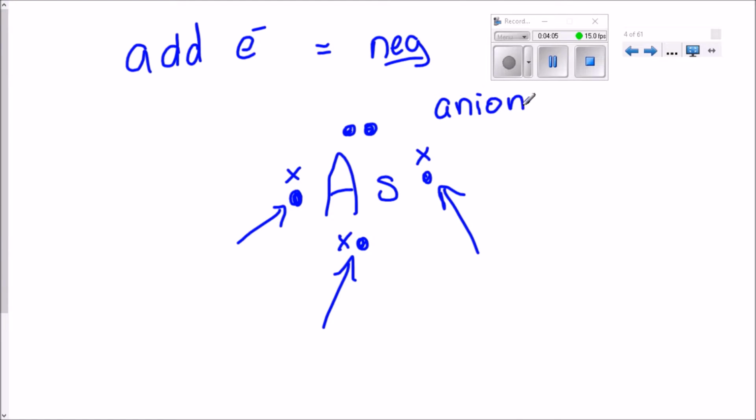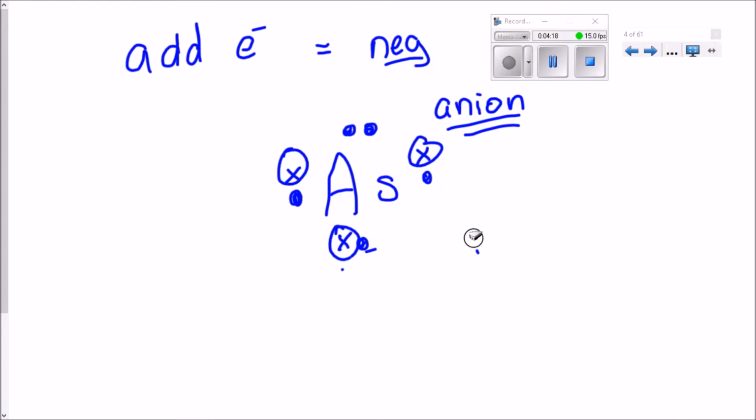Now this is stable when we add these 3 guys here, because it has a full shell and it's now stable. Okay, so what we want to do is determine what charge it has. Well, what's the charge of these 3? Negative. I now have 3 more electrons than I do protons. Recall when I drew this out that originally I had the same number of protons and electrons, but when I add these 3 electrons, I actually have a negative charge.